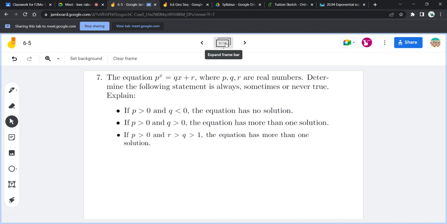For this one we need to determine whether the statements are always true, or sometimes true, or never true.